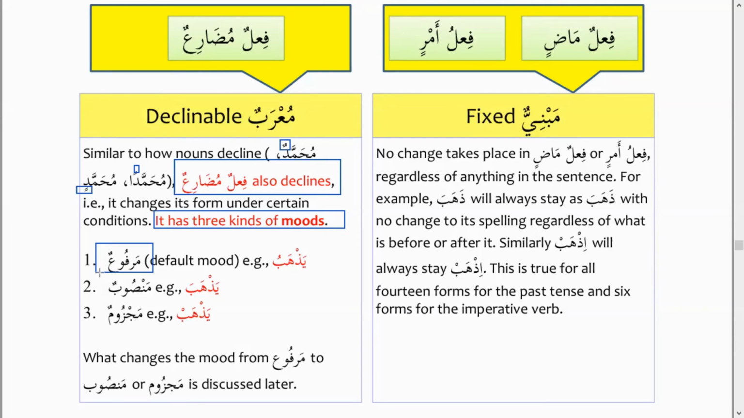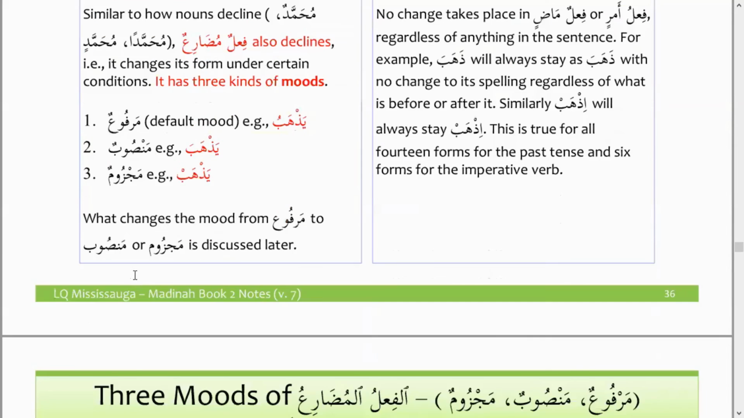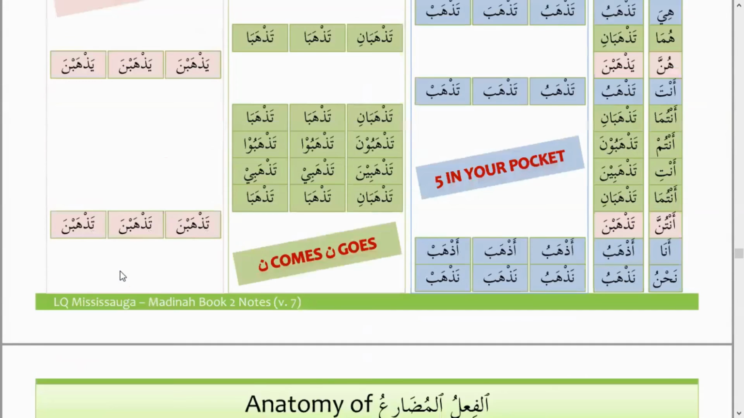It can be marfu, which is the default one. It can be mansub with a fatha. It can be majzoom, yazhab. Never majroor. Fail mudare can never be in the mood, or we can say case, of majroor. Never at all. In nouns, it is marfu, mansub, and majroor, but here it is marfu, mansub, and majzoom. These are the 3 forms.